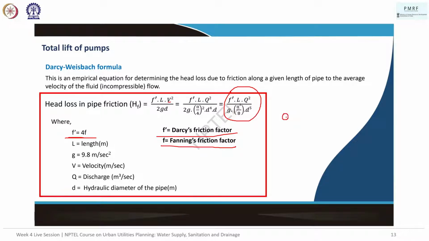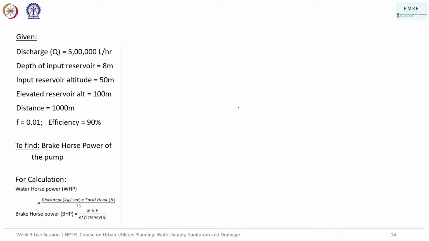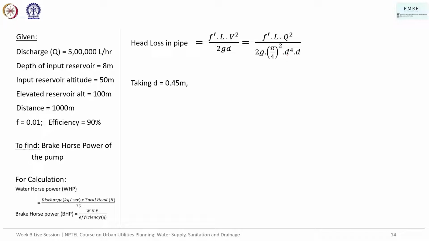So we have this Q is equal to VA, if you remember the basics of flow. Because we are substituting this formula here, we'll be using this equation. So the head loss in pipe will be F dash into L into Q square divided by 2G into pi by 4 the whole square into d power 5, essentially, right?